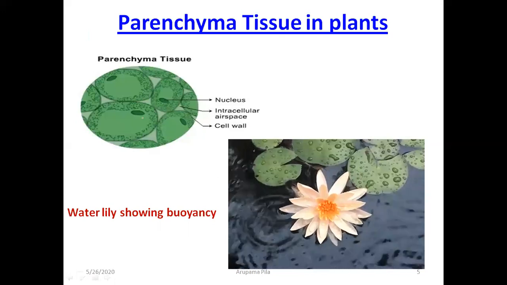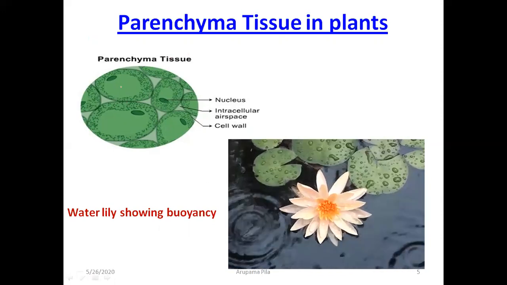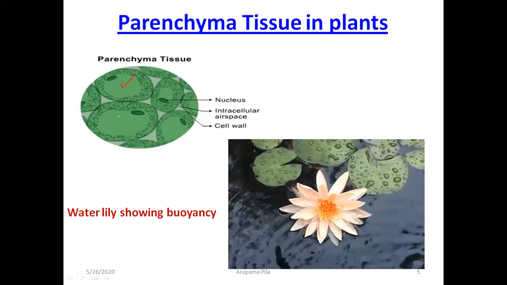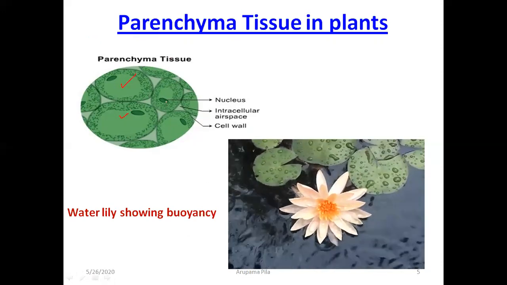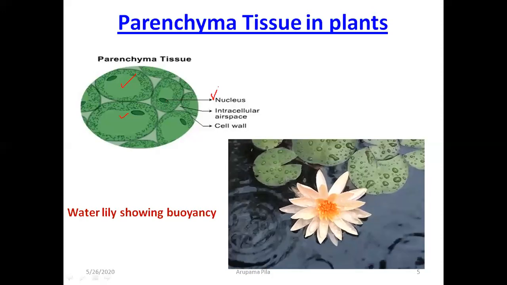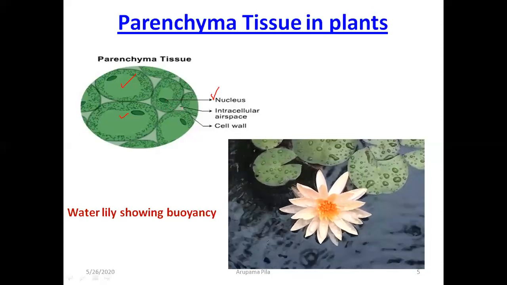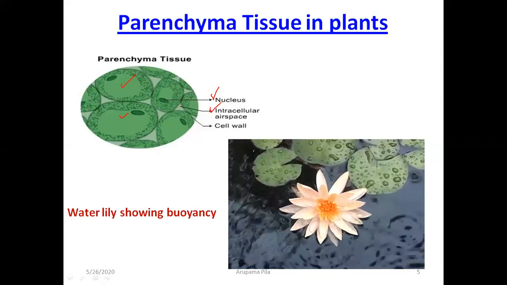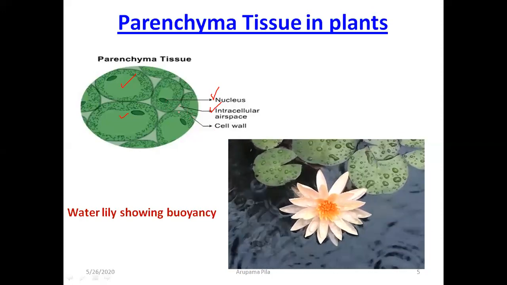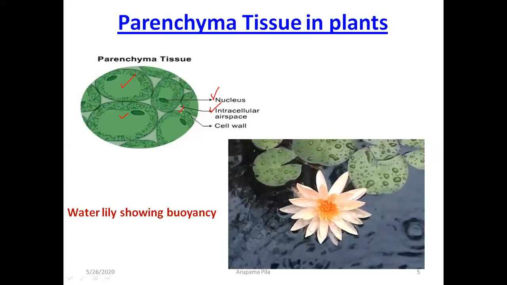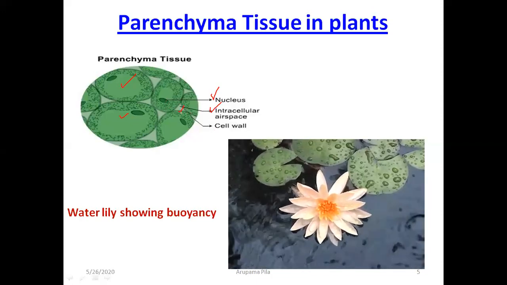Here you can see again the parenchyma tissue. These are the different cells present in the tissues. Here you can see the nucleus present in the cell, and this is the intercellular air space, which I already told you, and this is the cell wall, which is very thin. Okay, let's go back.